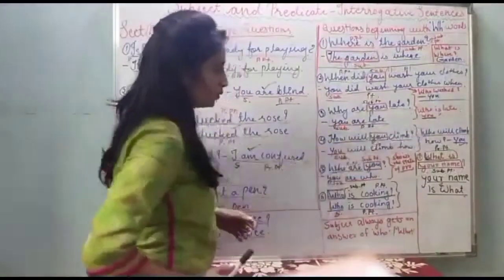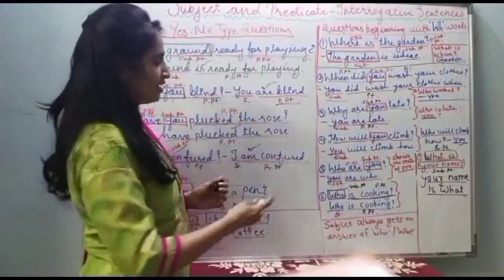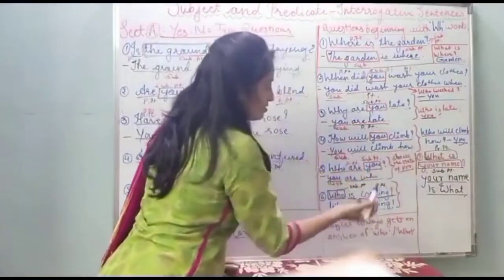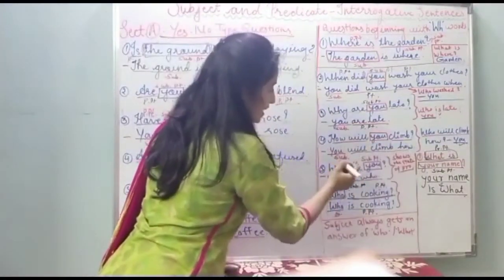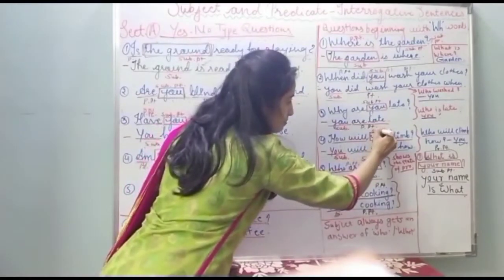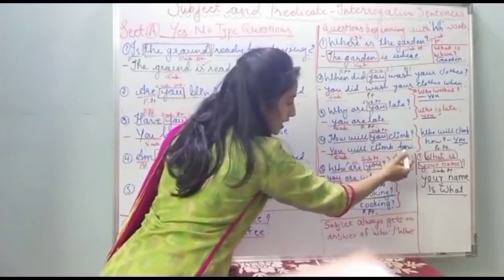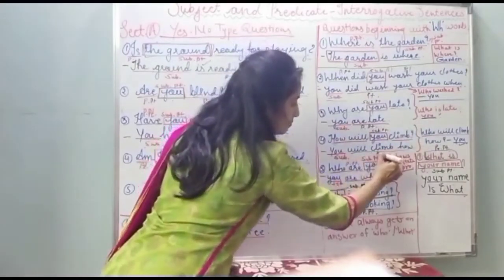You will climb how? What is the subject here? You is the subject, and this is the remaining part of the sentence, and so it is the predicate part. So you is the subject part. How will climb? Will climb how is the predicate part.